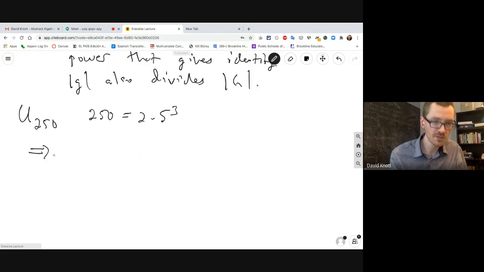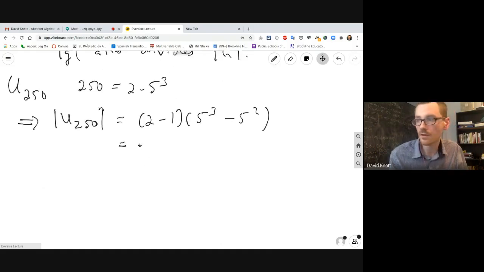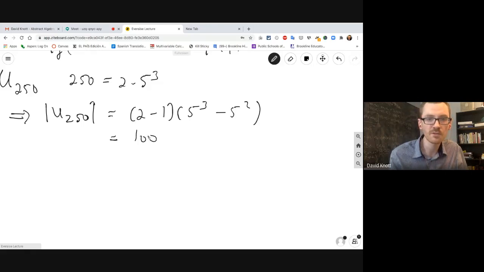you can show pretty easily using the Chinese remainder theorem that this implies that the number of elements in the unit group is (2 minus 1) times (5 to the third minus 5 squared). That's just a formula from number theory, which gives you... brain not functioning. 100. Is that right? Yeah, that's right. That's 100. 125 minus 25 is 100. So the number of elements in here is 100, all right?